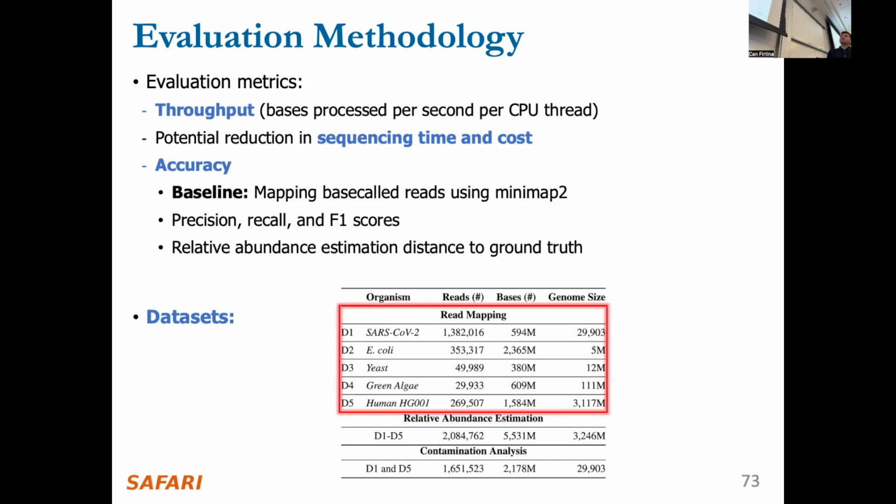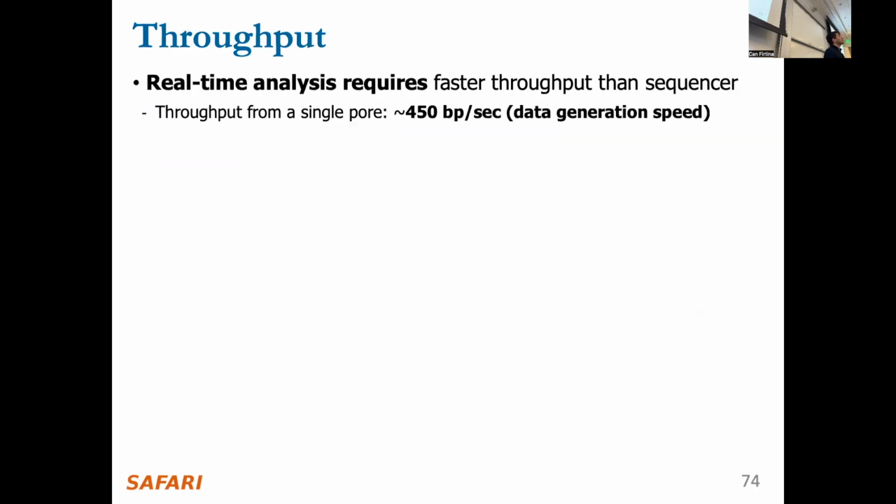We have 5 different data sets for read mapping, starting from a very small viral genome up until the human genome. For relative abundance estimation, we create a mock community by combining all of these data sets. And for contamination analysis, our sample includes the viral genome and also the human genome. The question is basically whether the sample is contaminated by a viral genome or not.